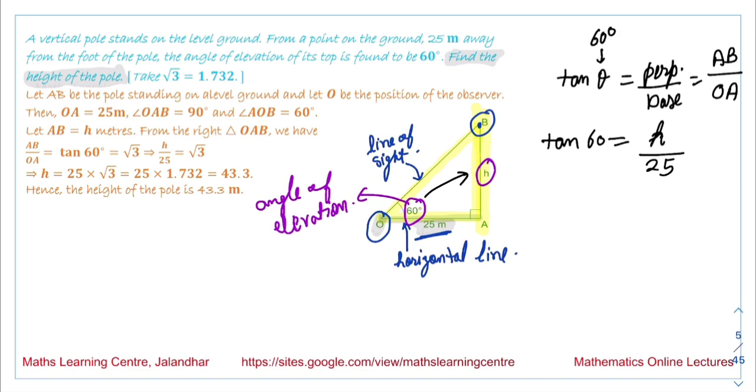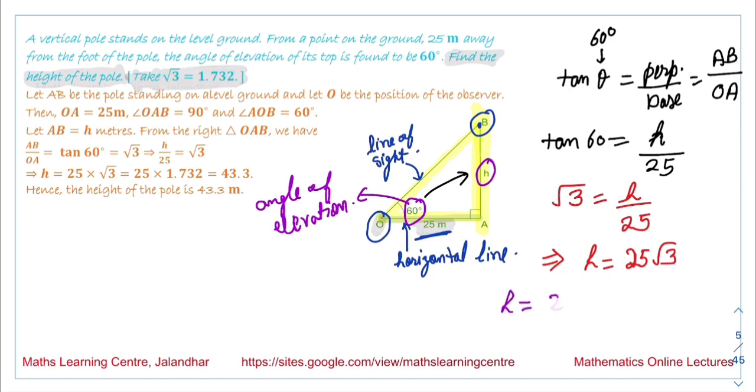From the table that we have drawn for the T ratios, we know that the value of tan 60 is square root 3. So we get square root 3 is equal to h by 25. So this gives us h is equal to 25 square root 3. The problem says we have to take square root 3 as 1.732. So we get h is equal to 25 into 1.732.